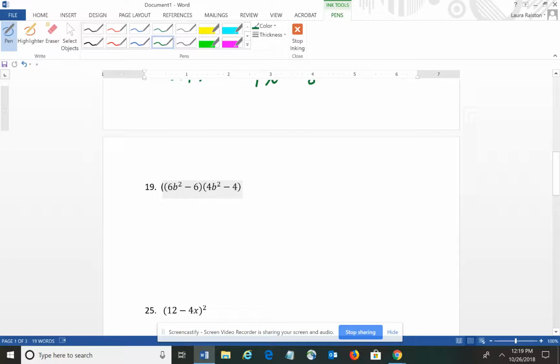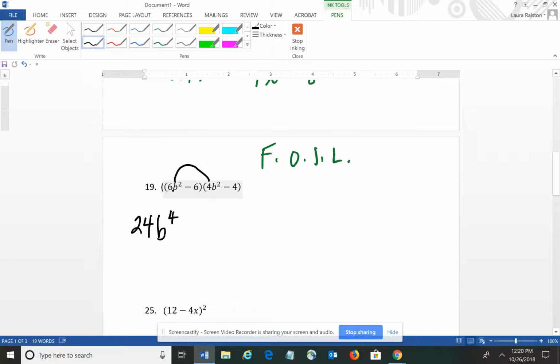All right, number 19 is a similar problem. Again, you have a binomial times a binomial. So again, on this particular problem, I'm going to use the FOIL method. So I would have 6b squared times 4b squared. So 6 times 4 is 24. B squared times b squared is b to the fourth. Remember, same bases, you add the exponents.